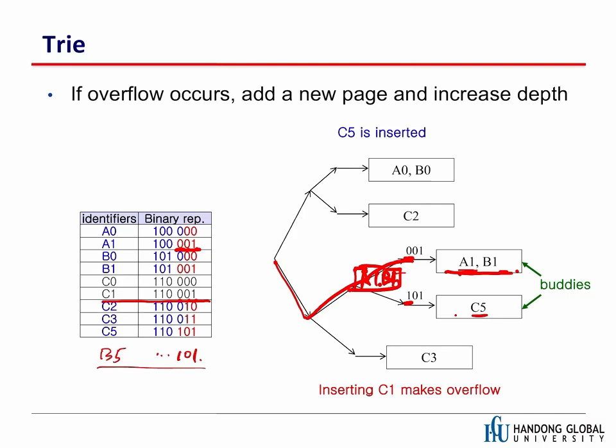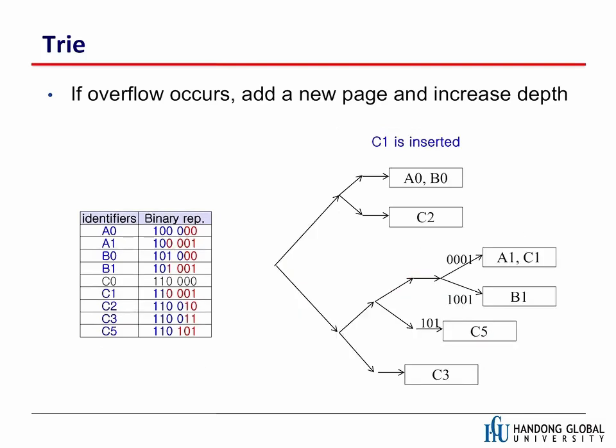We split this bucket into 2 buckets by adding another bit here. So now c1 and a1 have the same kind of pattern, and b1 is a little different. So a1 and c1 will be in the same bucket, and b1 is in another bucket. So whenever we have an overflow, we add a new page and increase the depth.